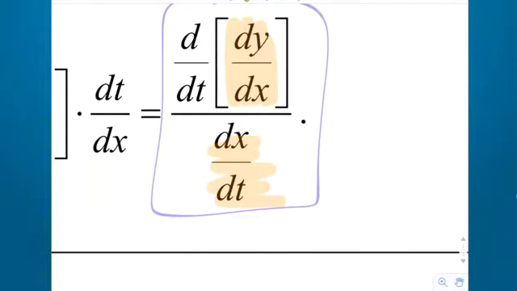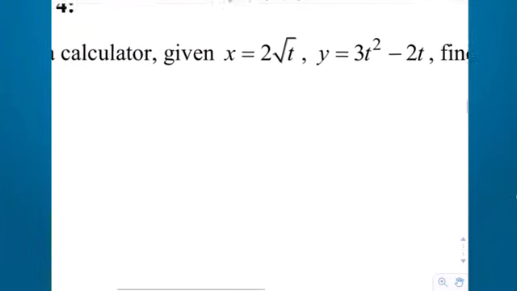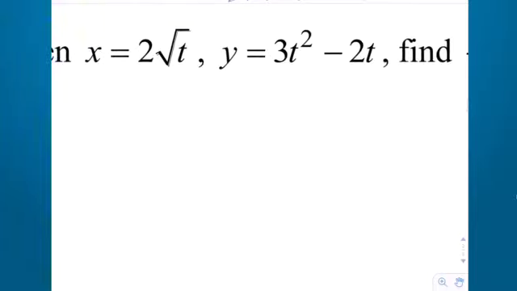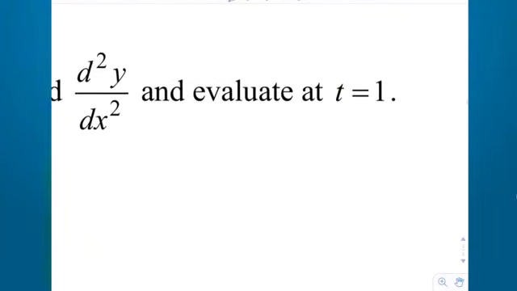The second derivative is going to be the derivative of the first derivative, but each time we take the derivative, we're going to have to divide through by another dx dt. Okay? So the third derivative would be the derivative of the second derivative divided by another dx dt. And that's really one of the few things you have to remember that's a little bit different. Okay? So let me show it to you how it works. It says without a calculator, given this and this, we want to find dy dx and the second derivative evaluated at t equals 1.